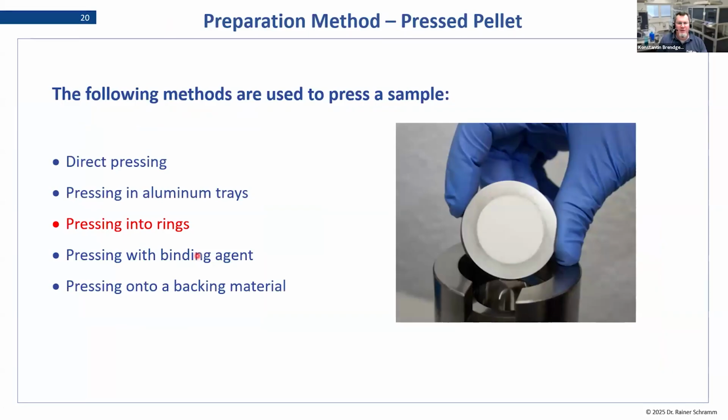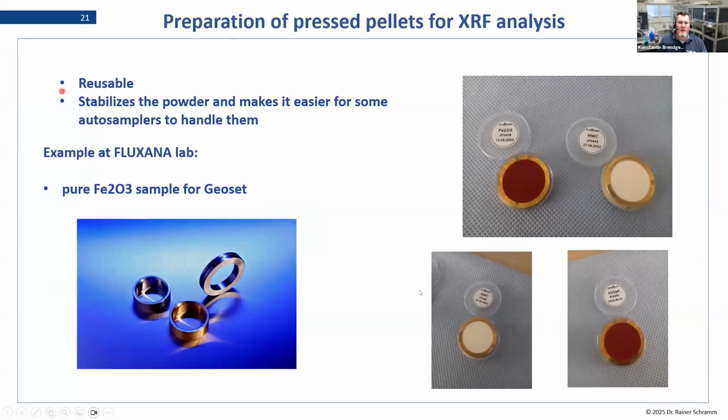A similar design is using rings. The difference being the rings are reusable. Having a sample in here, you do the measurement, you just remove the sample afterwards, maybe brush them off or wash them off with some cleaning alcohol, and then you can reuse them.